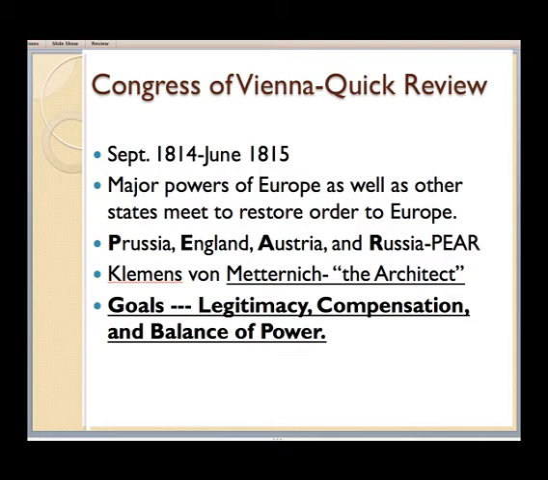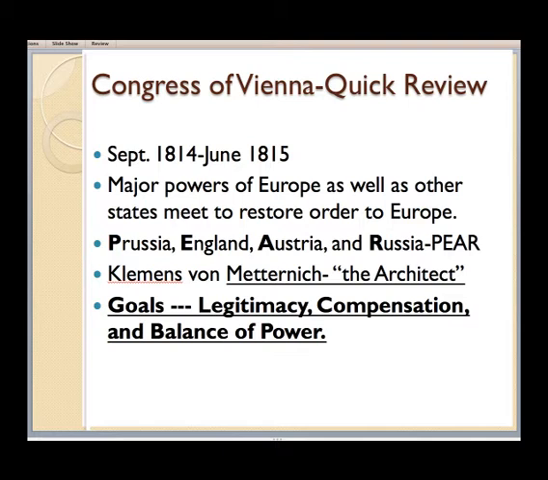The major powers of Europe, as well as lesser states, are coming to Vienna. The Big Four, which I've used as a quick little object here called PAIR: Prussia, England, Austria, Russia. There are other ways to assemble that word, but I thought PAIR is the most appropriate. Metternich of Austria is known as the architect, and this meeting is known as the Dancing Congress. It's a lot of parties, a lot of galas, a lot of balls. People stop partying a little bit during Napoleon's 100 days, but once he's subdued, they get back in action.